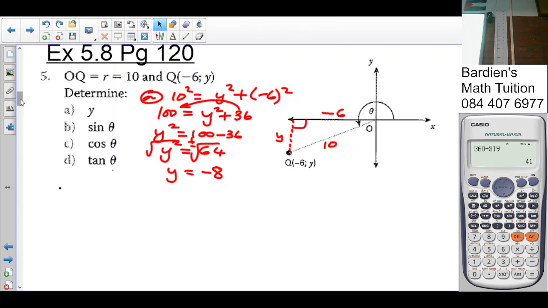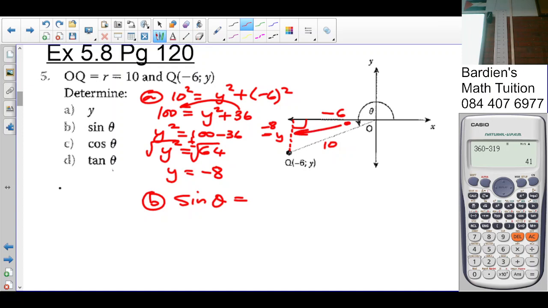Let's look at the next one, which is B. In B, so remember now this is negative 8. B, they want to know sine of theta. So what does sine stand for? This is my reference angle. No? Sine is opposite over hypotenuse. It's negative 8 over 10, which is negative 4 over 5. You always simplify. C, cos of theta. Cos of theta is adjacent, which is negative 6 over 10, which is negative 3 over 5.